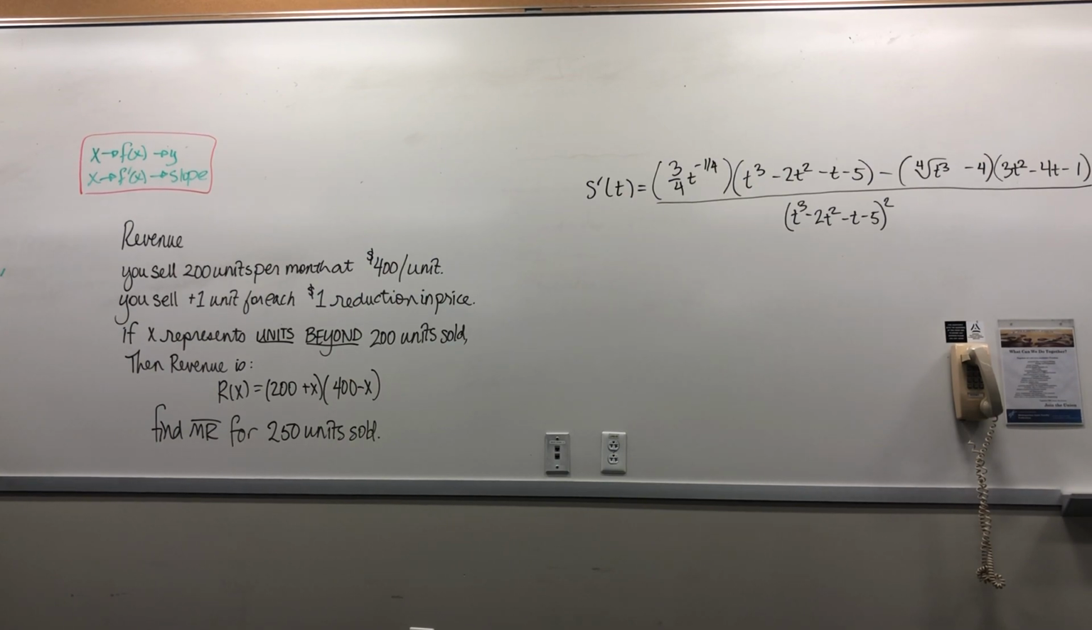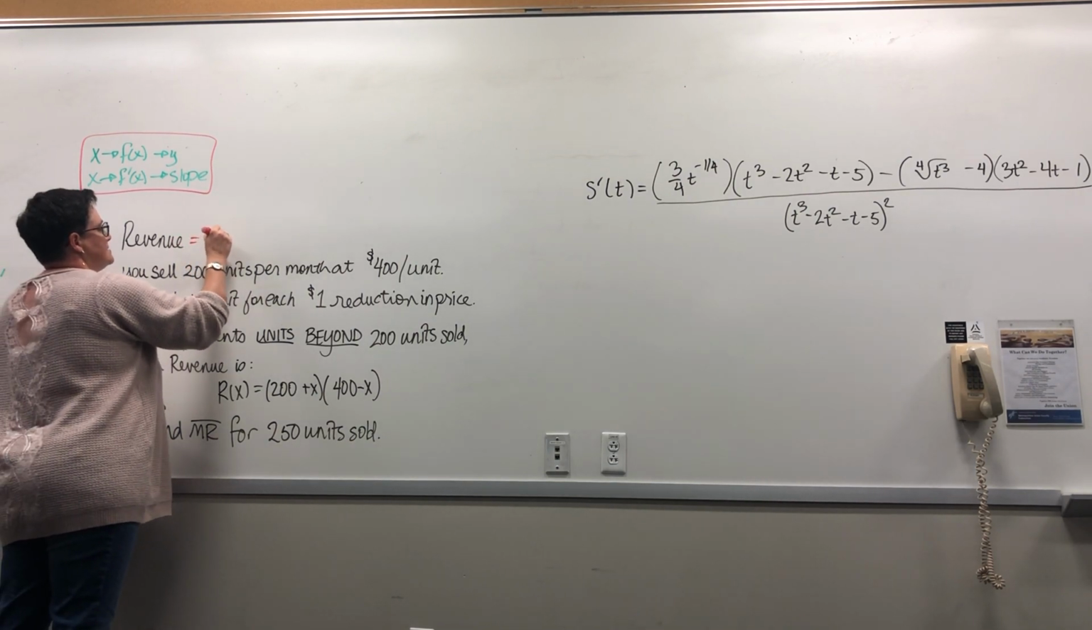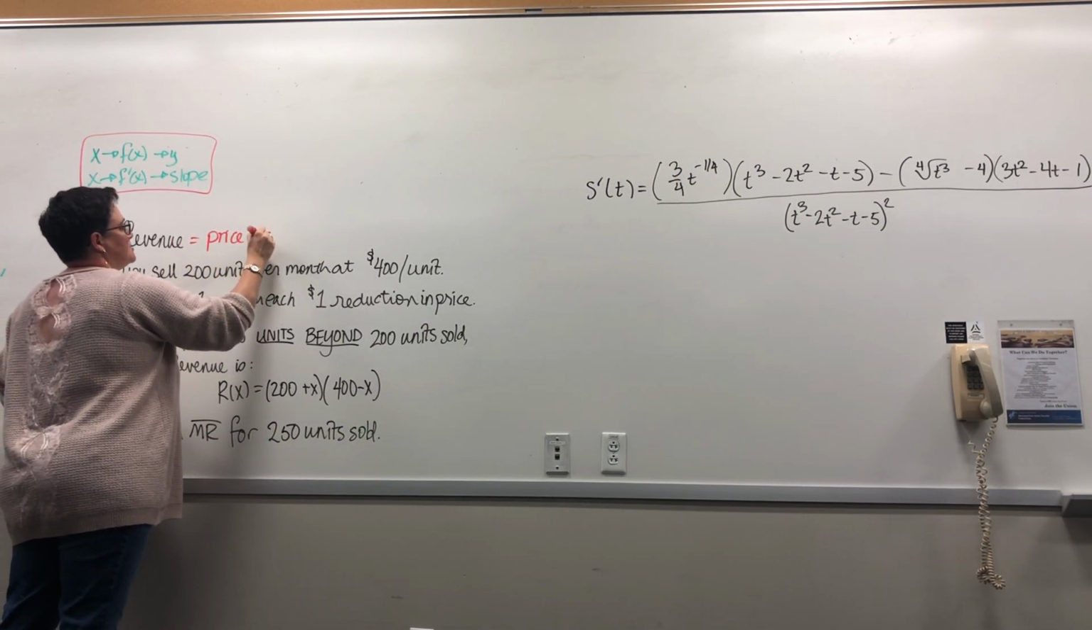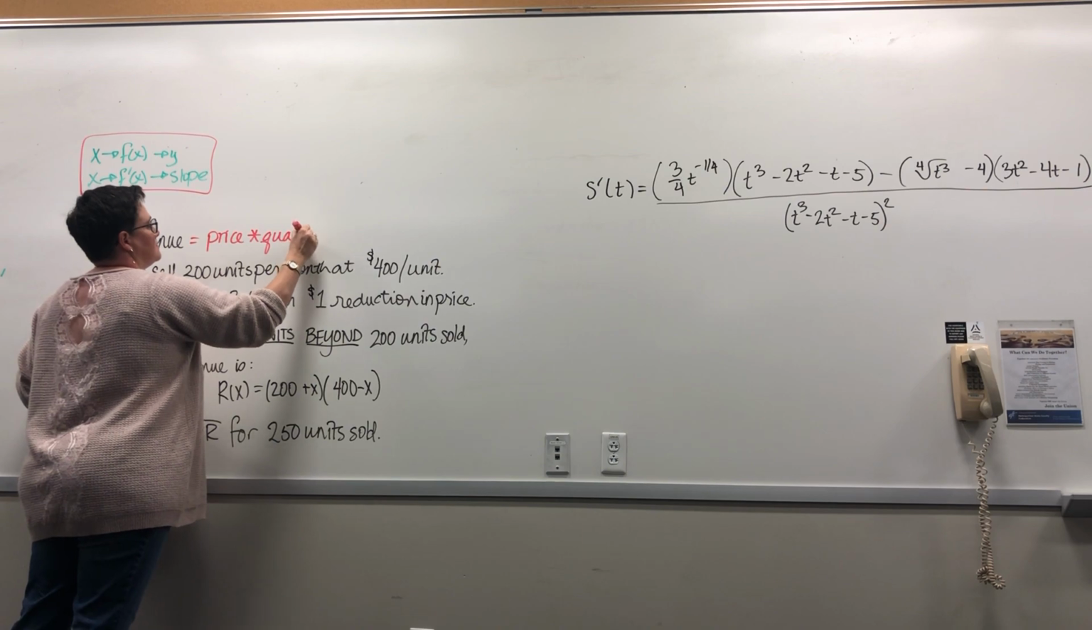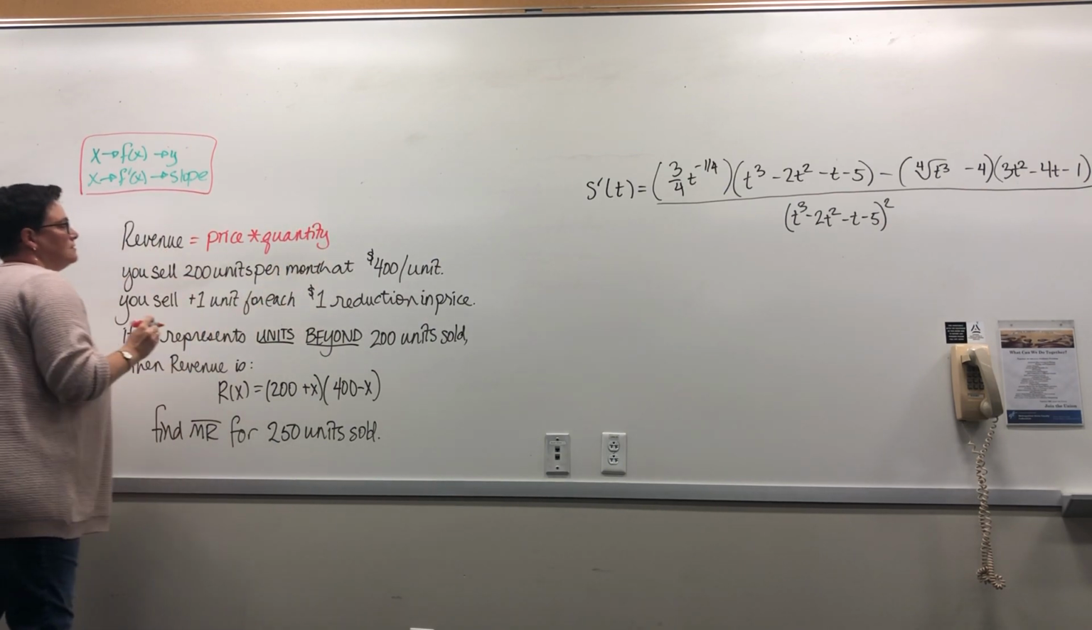For example, if you sell 200 $2 toothbrushes, what was your revenue? $400. You took the price of each one, $2, times the quantity sold, 200, gives you $400 in revenue, right? So revenue is price times quantity. Okay.